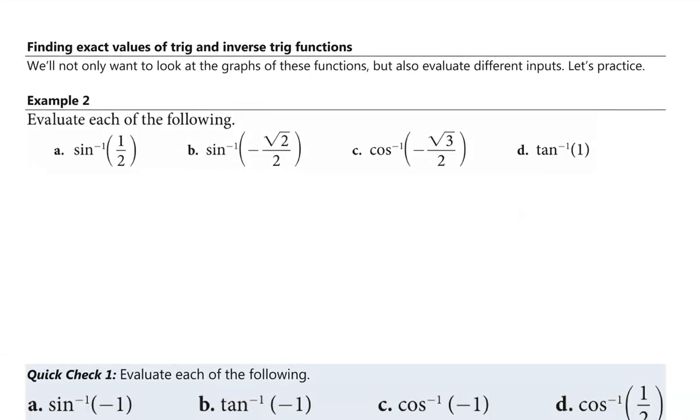Finding exact values of trig and inverse trig functions. We'll not only want to look at the graphs of these functions but also evaluate their inputs. So let's practice. Example number 2, evaluate each of the following. Letter A, inverse sine of 1/2. So if we have a unit circle, 1/2 is, again, we used this earlier, pi/6.